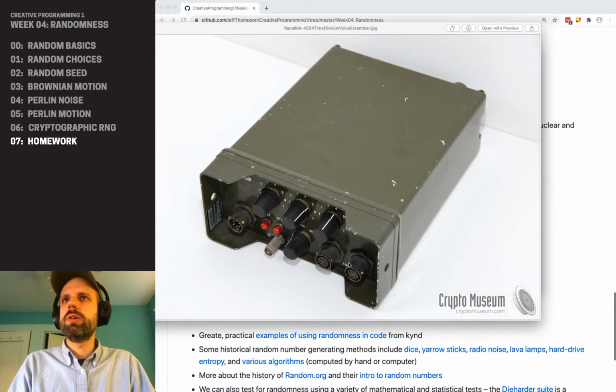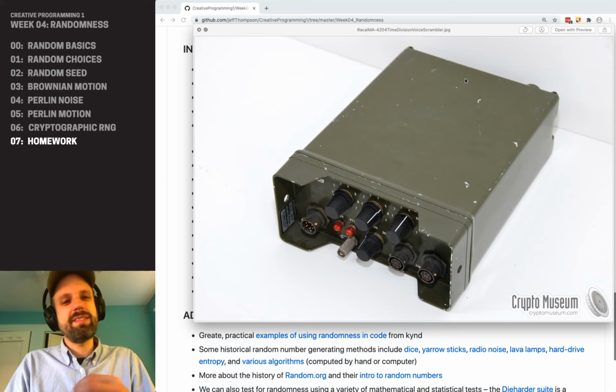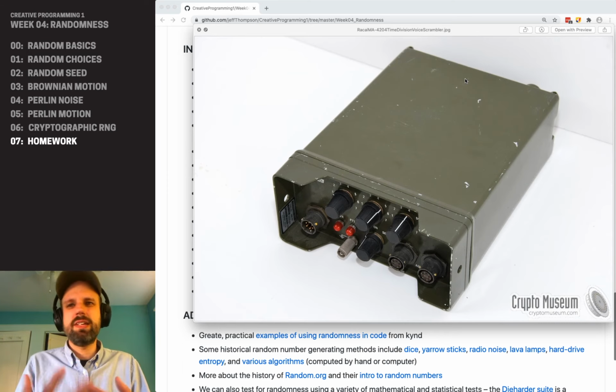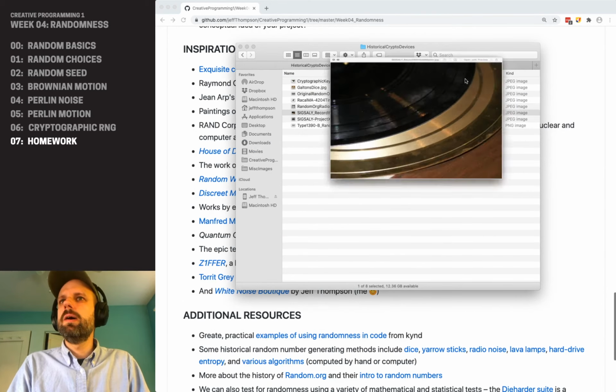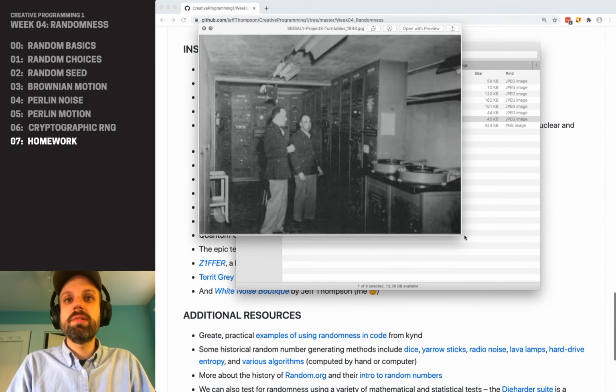What else did I want to show you? Oh, this is a voice scrambler. Again, this is from the Crypto Museum. This is military technology. I don't really know what it does, in its guts, but I love the look of it. This thing generates random noise that then scrambles your voice. And then Sig Sally. So Sig Sally is another personal obsession of mine.